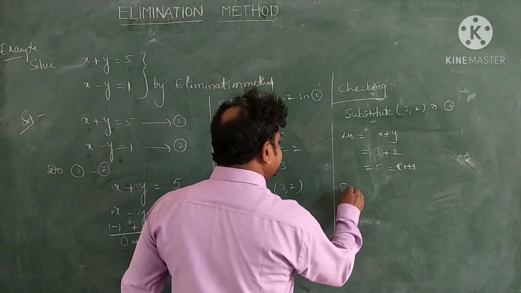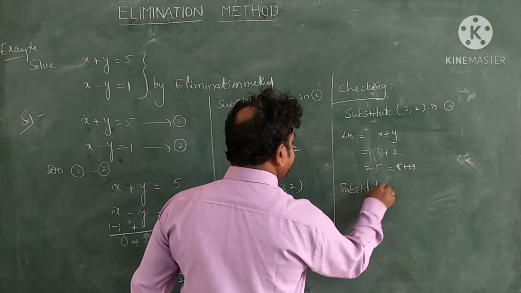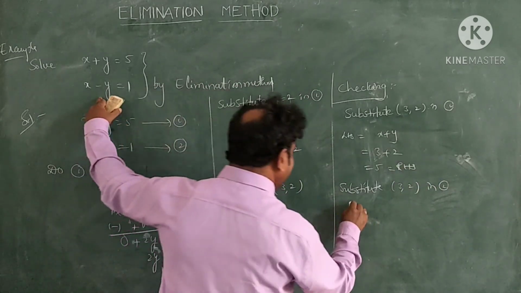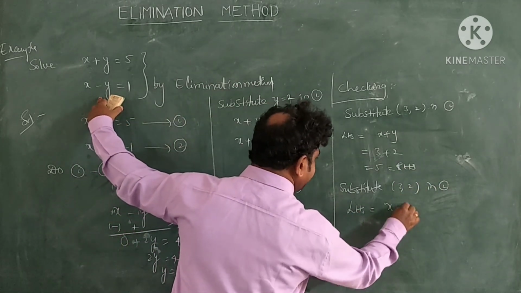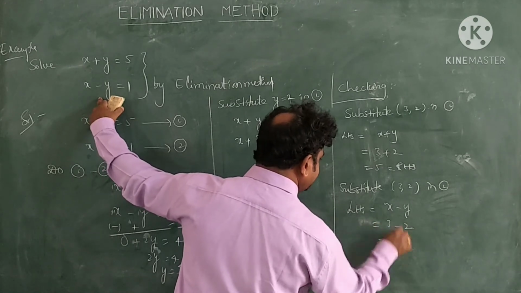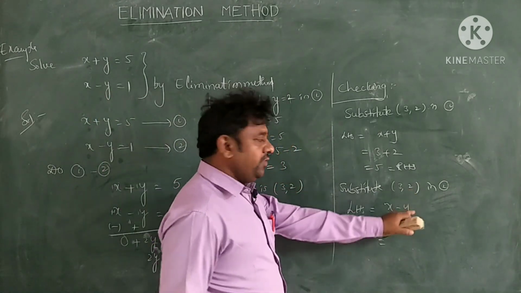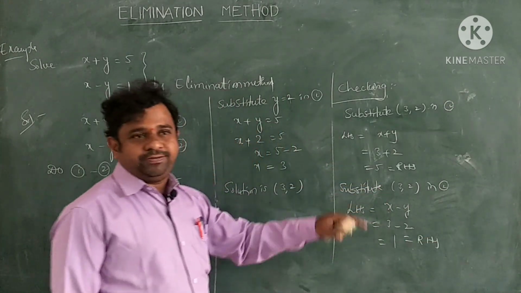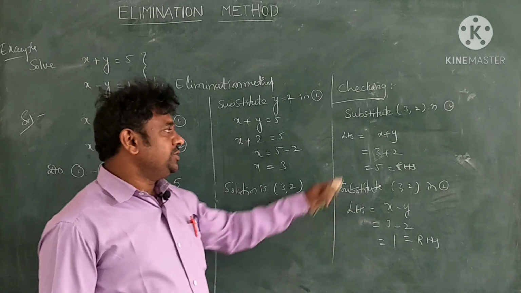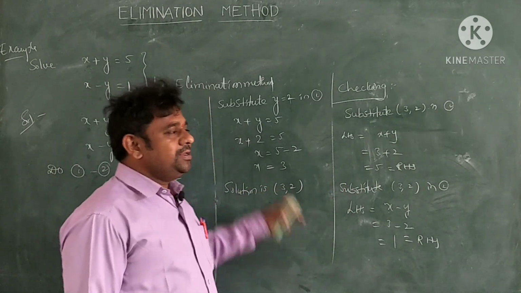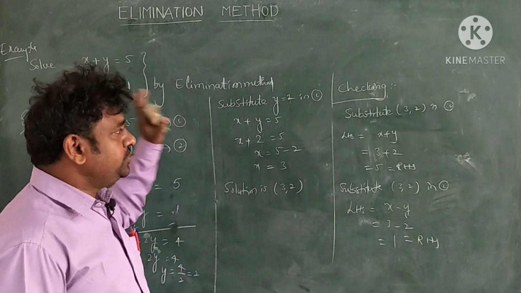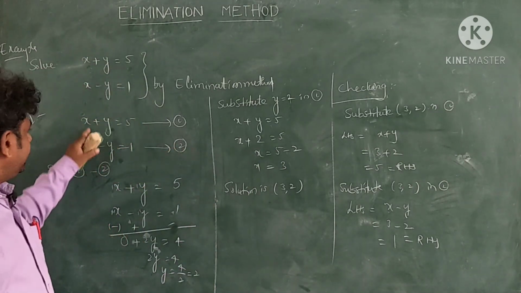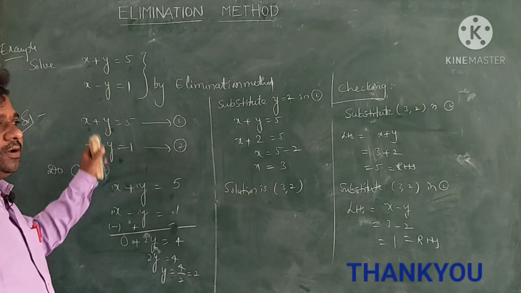Now let us check in equation 2. Substitute 3, 2 in equation 2. Students, take LHS, x minus y, 3 minus 2, where x is 3 and y is 2. Yes, this is also RHS. Observe here, in both equations LHS is equal to RHS. So 3, 2 is the solution for the given pair of linear equations in 2 variables. Now let us move to another example in which the coefficients are not equal.